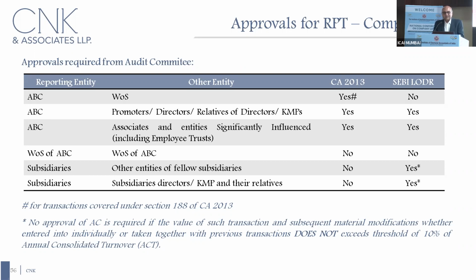If ABC has the other entities, promoters, directors, and so on, it is yes and yes. Both places you need approvals. If it's an associate or entities with significant influence, again, both places you need approvals. Wholly owned subsidiary, both places you don't need approvals.